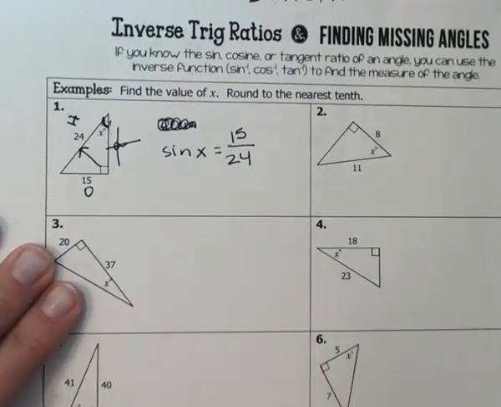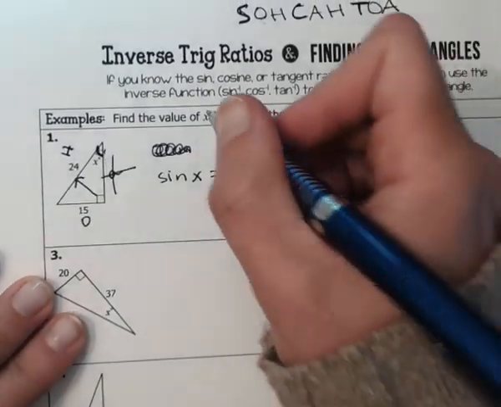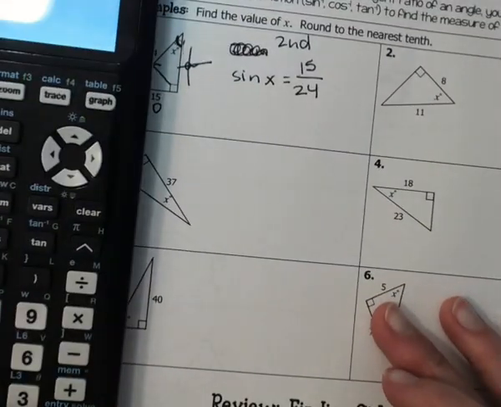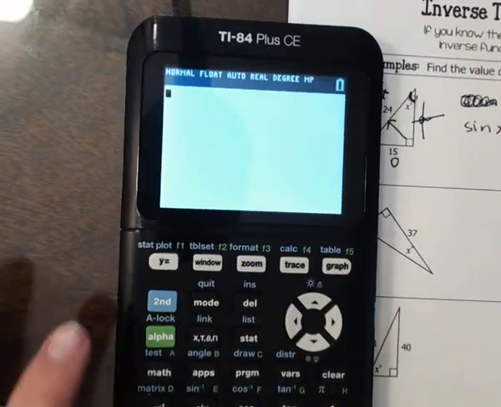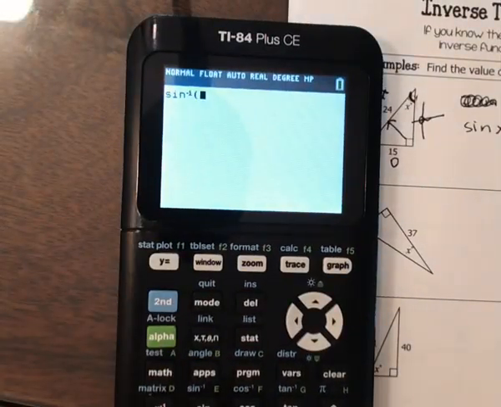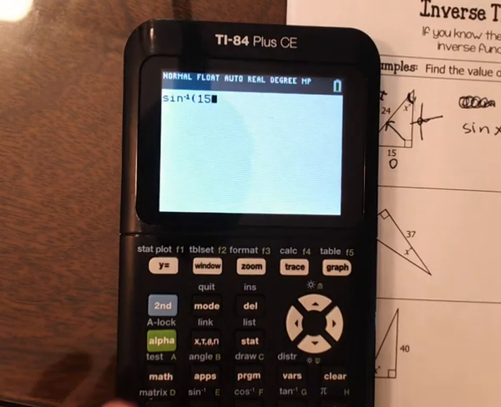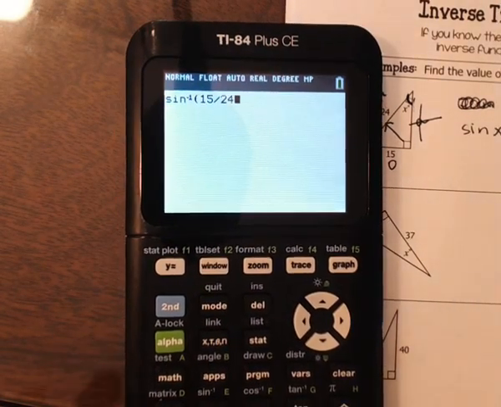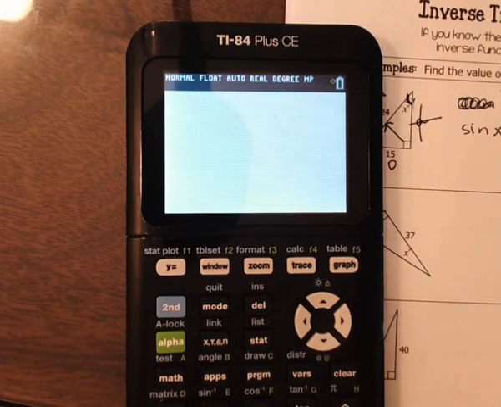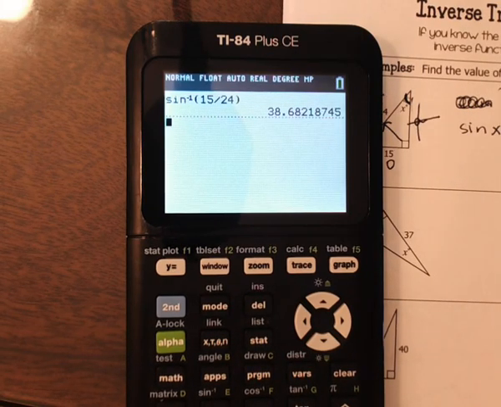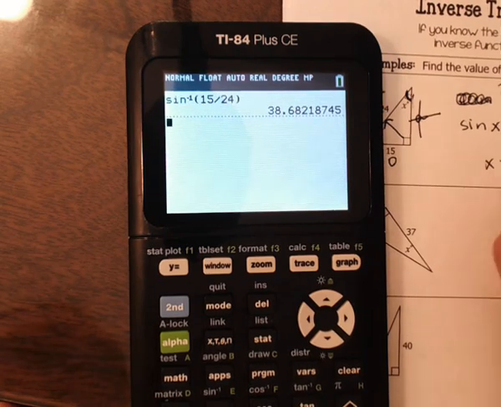So for this one, the difference is we're looking for the angle now, no longer a side. So for any problem where you're looking for the angle, you're going to press the second button in the calculator. And so you'll press second sine, and you'll get that little inverse function. This indicates we're looking for the angle, and then you just type in the fraction. There's no solving like on the other ones. So we're going to have 38.7 degrees.